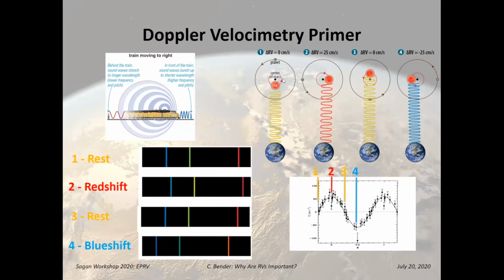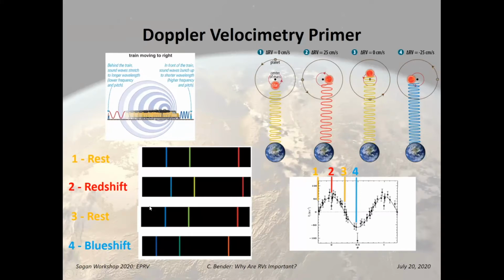And at different positions in the orbit, so we've got the star here, the planet here, the center of mass here. At different positions in the orbit, the star in this position is moving left to right. And so the velocity that we measure of the lines is the rest velocity of the spectral absorption lines. At this position, the star is moving away from the Earth, and so you have a red shift. So the lines are shifted to the red. Here, you're back to the rest position. And over here, the star is moving towards you and you're blue shifted.